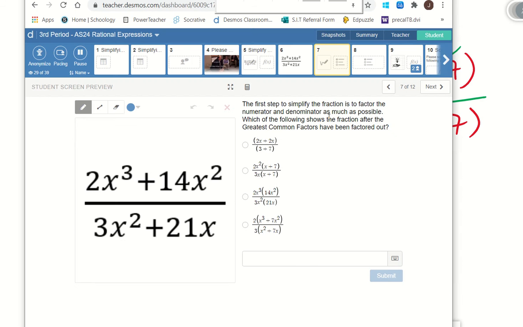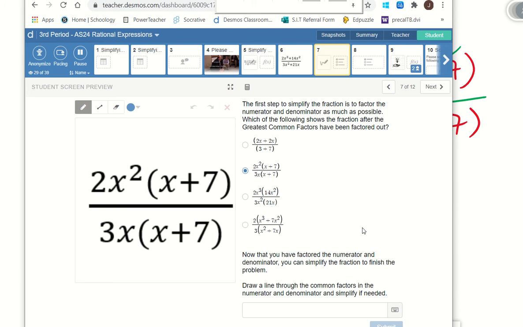I guess on this one, you just select this, and then it does that for you. So to finish it, you get 2x squared divided by 3x.